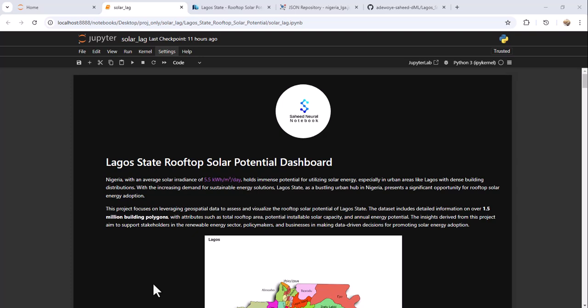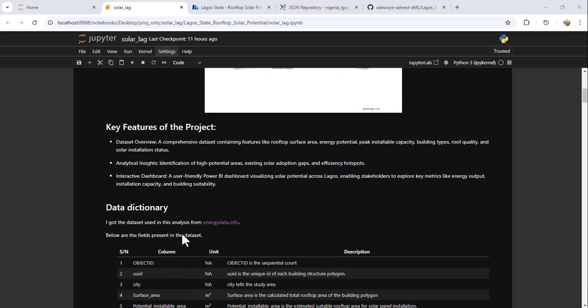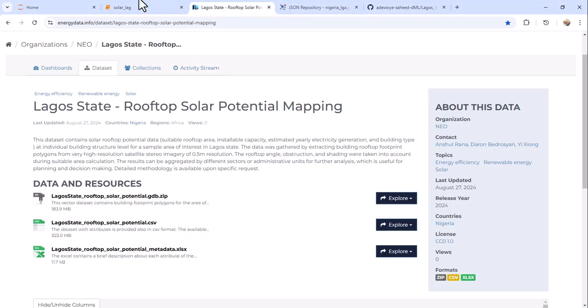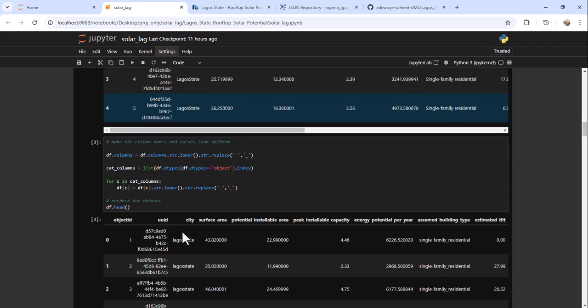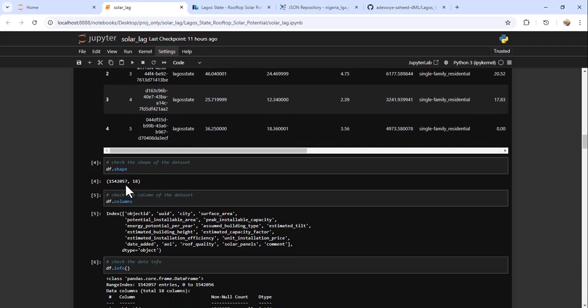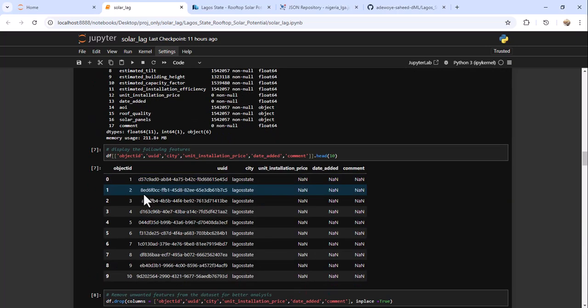In this project, I made use of Python and Power BI in visualizing Lagos State rooftop solar potential. This project basically provides insights for stakeholders, policymakers, and businesses in the renewable energy sector in making data-driven decisions for promoting solar energy adoption. I got the data sets for this analysis from energydata.info. The dataset is quite huge, about 1.5 million entries.